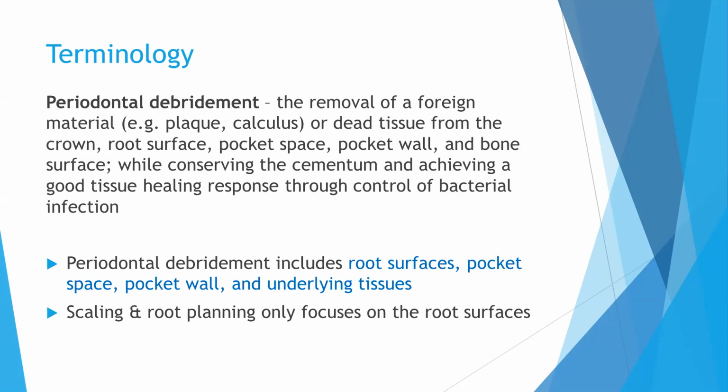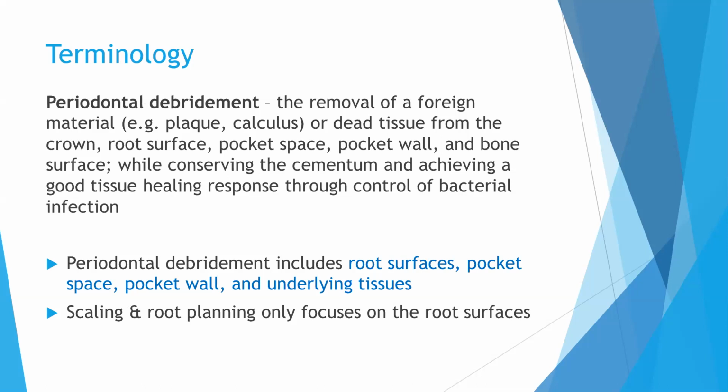So now we call it root debridement, depending on which school you go to, and that's the removal of foreign material like plaque, biofilm, and calculus, or dead tissue from the crown, the root surface, and the pocket space, the pocket wall, as well as the bone surface, while conserving the cementum and achieving a good tissue healing response through control of bacterial infection.